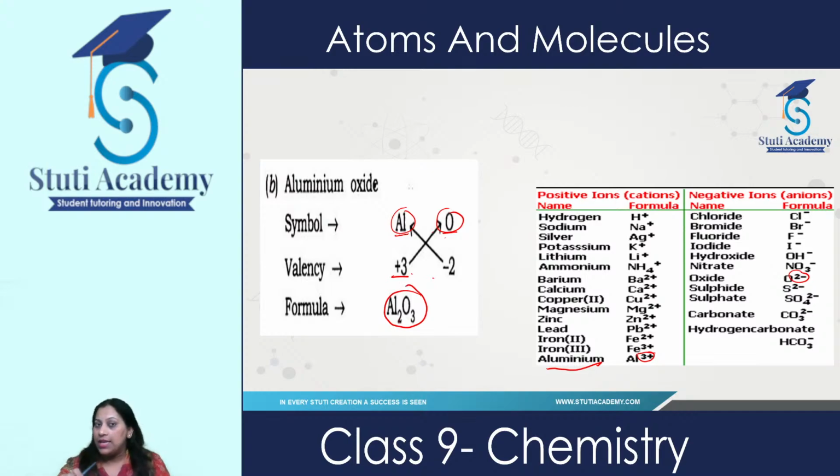So look at this formula. When I'm writing the formula, I'm not using any charge. So don't make this mistake. When you are representing any formula, don't write their charges. And this is not a polyatomic ion, that's why I have not applied any bracket here. So the formula of aluminium oxide is Al2O3. It's easy.